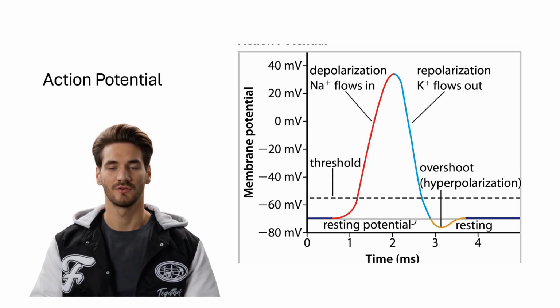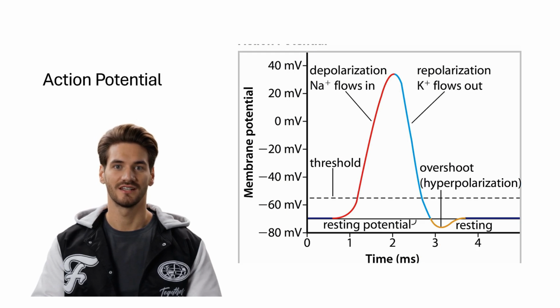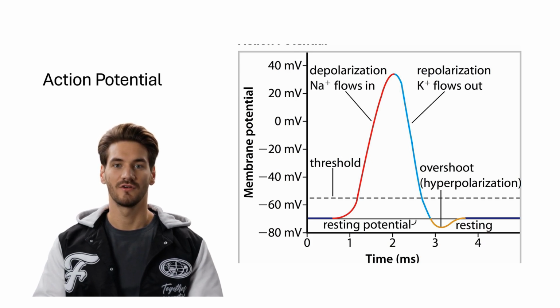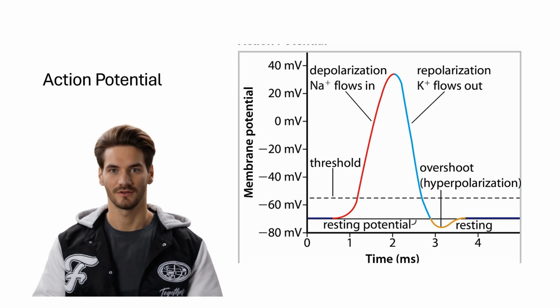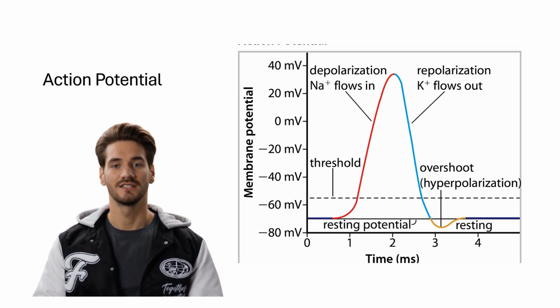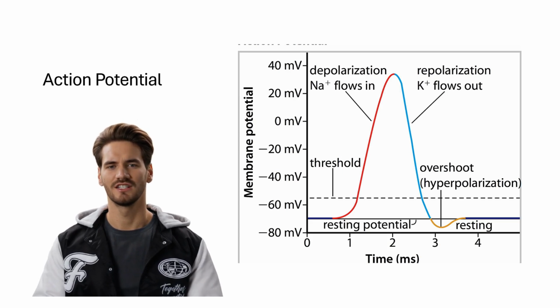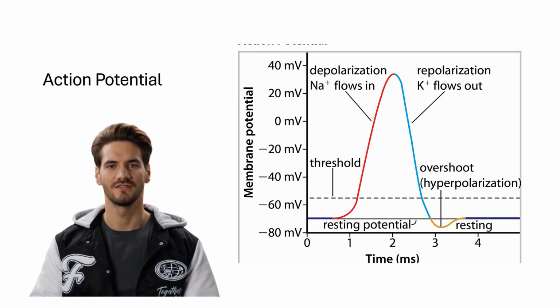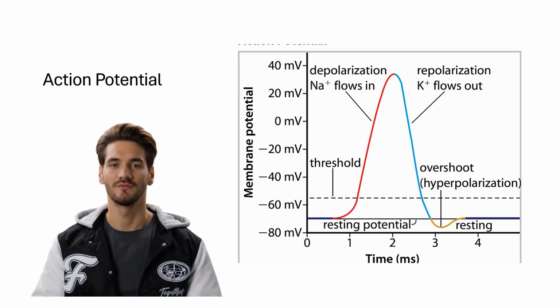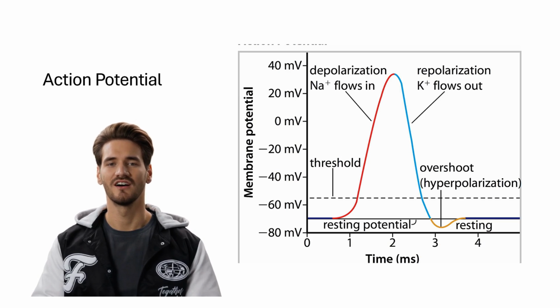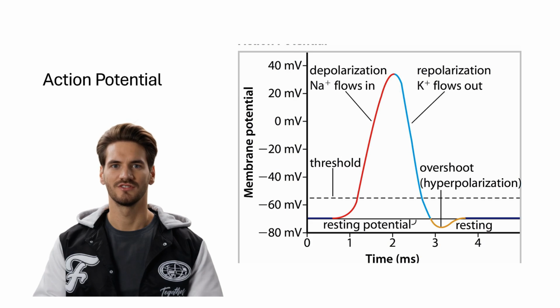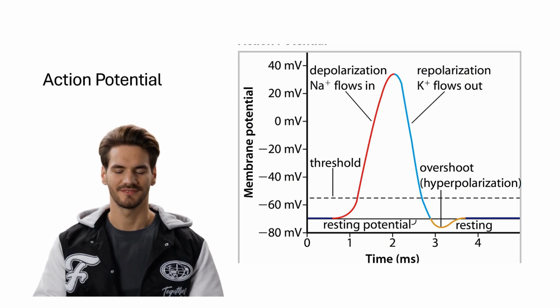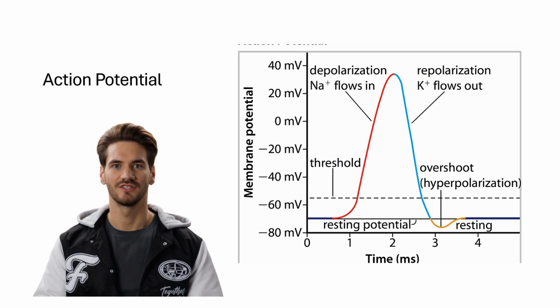Almost immediately after depolarization, sodium channels close and potassium channels open. Potassium ions flow out of the neuron, restoring the negative charge inside the cell, a process called repolarization. However, potassium channels close slowly, causing the membrane potential to dip below the resting level. This is known as hyperpolarization, where the neuron temporarily becomes more negative than -70 millivolts. During this time, the neuron is in a refractory period and cannot fire another action potential, ensuring signals move in only one direction. This graph summarizes the entire action potential over time.